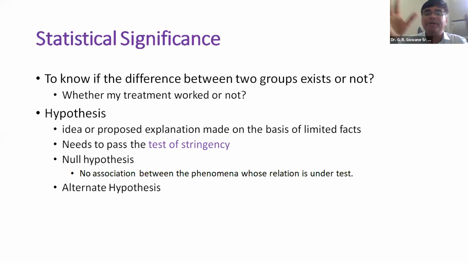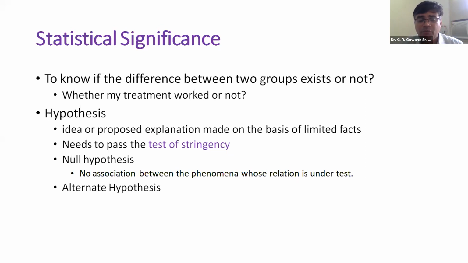Now, once we have a good understanding of our data structure and its distribution, we can look at statistical significance. Why is statistical significance required? It is required to know if a difference between two groups exists or not, whether my treatment worked or not. If you are conducting an experiment on two groups of mice, giving one group just a placebo and another group some treatment, then it is essential to understand whether my treatment is actually working or not.